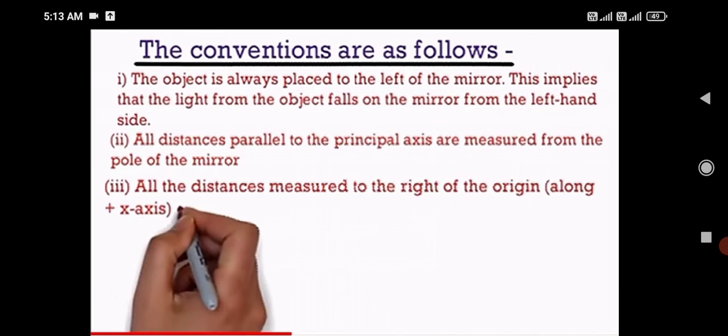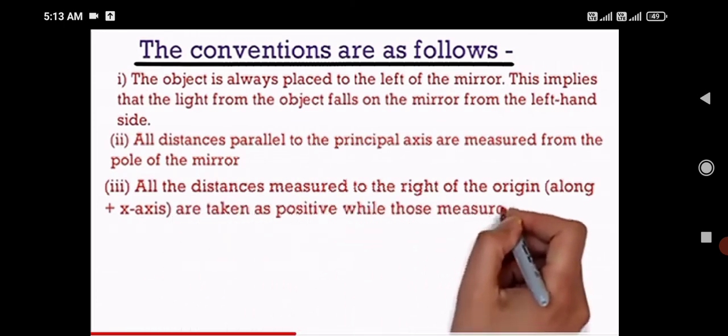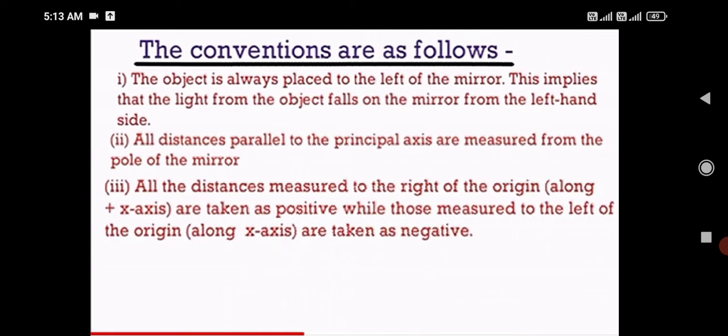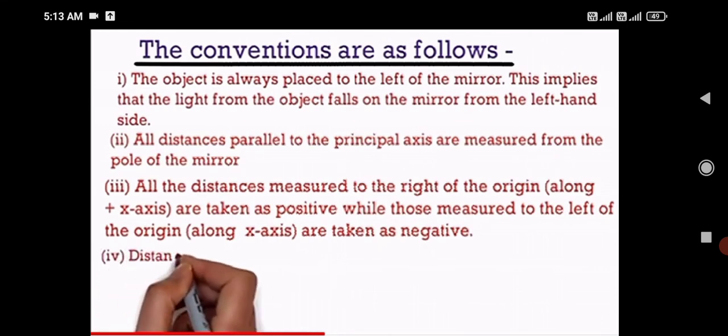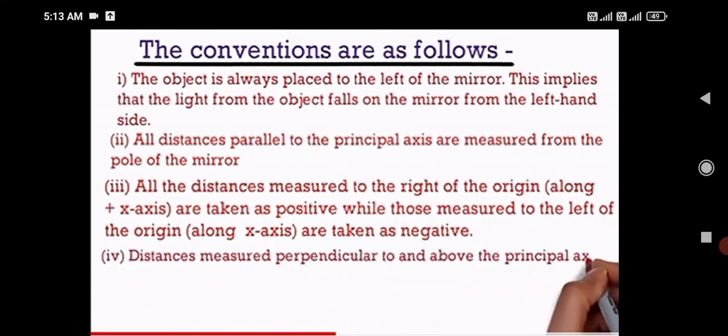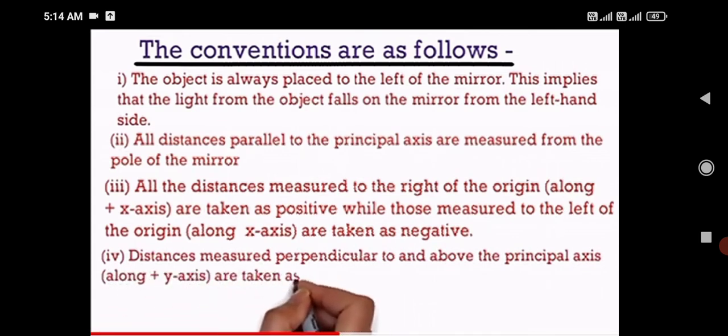Okay. Next, all distances measured to the right of the origin along the positive x-axis are taken as positive. So the left side of the mirror is the negative x-axis, and the right side of the mirror is the positive x-axis. If distances are measured on the right side of the pole, it is the positive x-axis, so the convention is positive. But if it is on the left side, that is negative. So the pole's left side is negative, the pole's right side is positive.